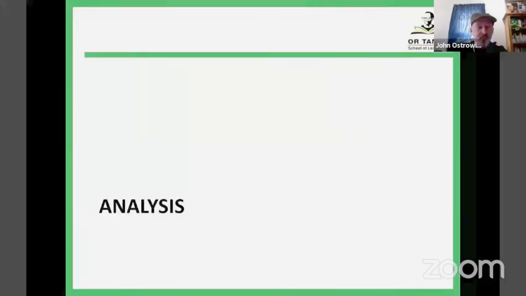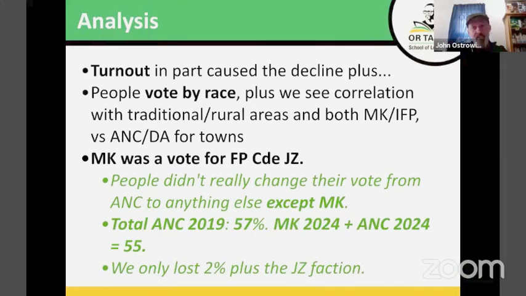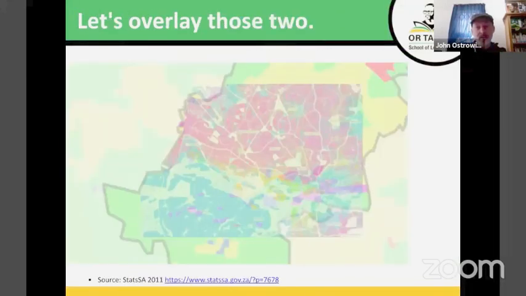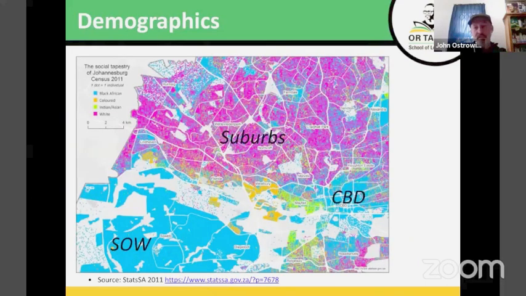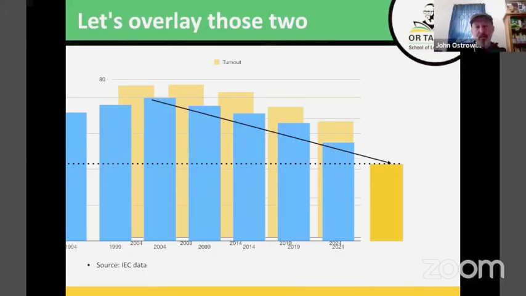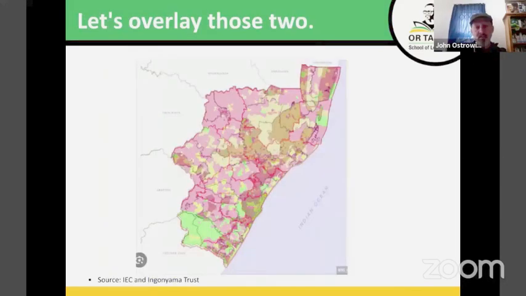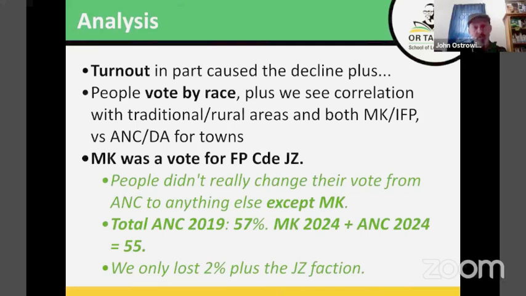So here's the analysis of all these graphs and data that I've looked at. We can see that the turnout in part causes the decline. So if we go back to the graph of turnout versus voting results, we can see that it's roughly the same graph. And that shows that to a large extent, the reason we lost so much power is actually just because people didn't bother to come and vote. We've also seen that people vote by race because we can see a strong correlation between suburban areas, which are white dominated, township areas, which are black dominated, and ANC versus DA kind of voting patterns.